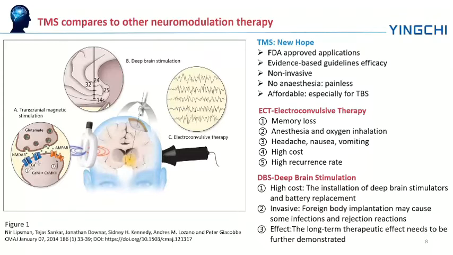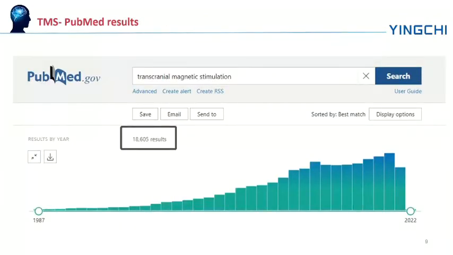But for TMS, it has evidence-based guidelines to ensure its efficacy, and its safety has been approved by FDA in many applications. And basically, it is non-invasive and painless, so it has no need for anesthesia, and it is also affordable, especially TBS. So when you search TMS in PubMed, you will get many results, and you may discover that more and more research has been done in recent years.